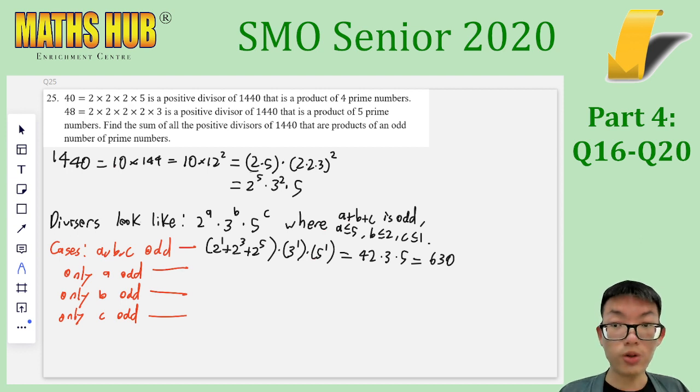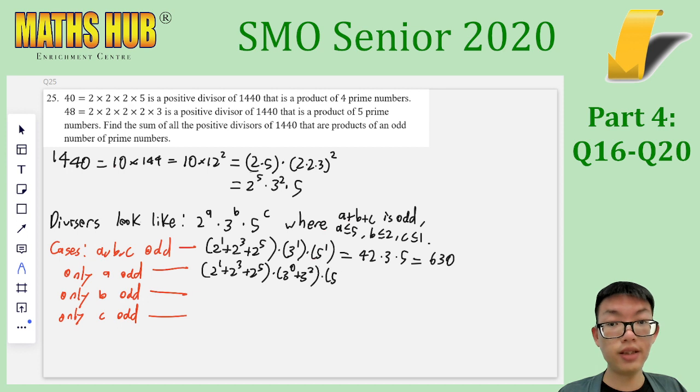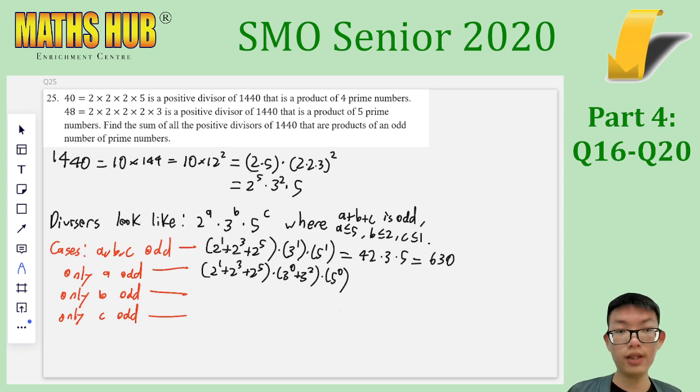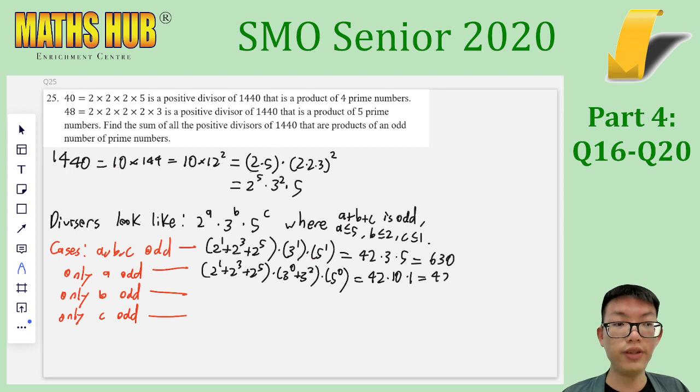Next, only a is odd. That means that a, the power on 2, can still be 1, 3 or 5. However, b is even means that it can be 0 or 2. And c is even means that it is only 0. So we can calculate this fairly easily again. It is 42 times 10 times 1, which is 420. And you see that if we were to expand this, it gets every combination of a power of 2, a power of 3, and a power of 5.